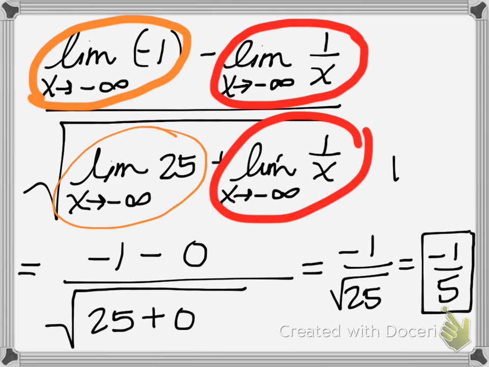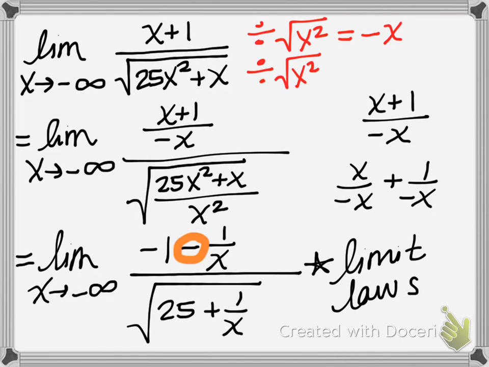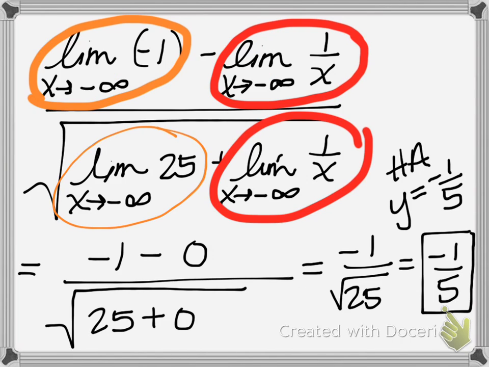So this means that we have another horizontal asymptote of y equals negative 1/5, and that asymptote pertains to the left side of the graph because we were computing the limit as x approaches negative infinity. So we basically have found the left behavior of this graph. The left behavior of the graph is that it will level off along the horizontal asymptote y equals negative 1/5.